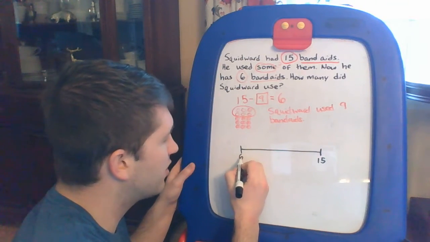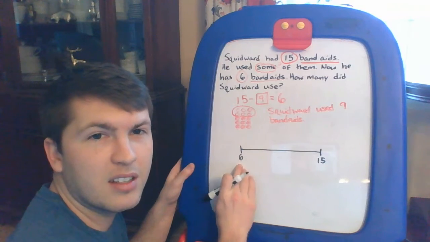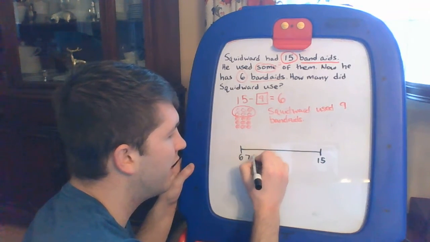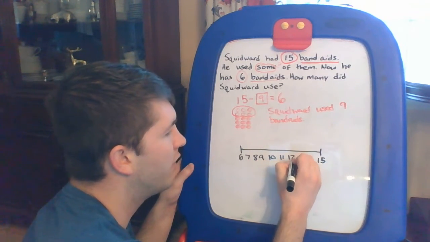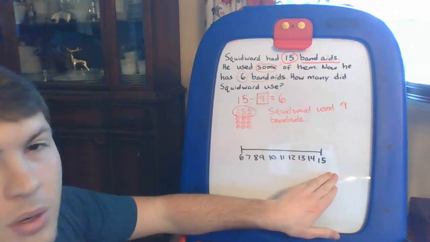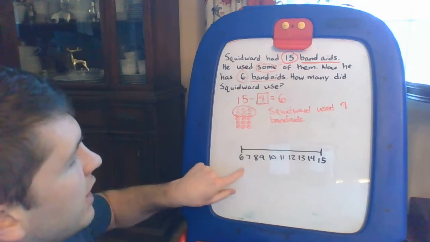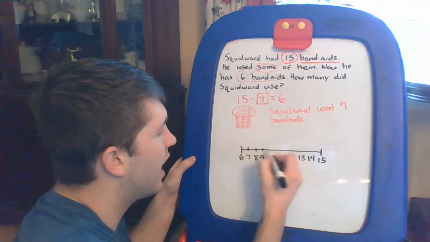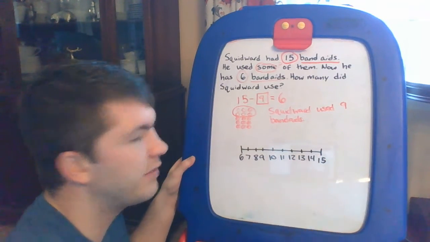So I'm going to start at the 6 and I'm going to work my way up and write the numbers, filling in from the number 6 all the way up to 15. So I have 6, 7, 8, 9, 10, 11, 12, 13, 14, 15. I have all my numbers here. Now remember, make your hash marks at each number. So we have one at 6, 7, 8, 9, 10, 11, 12, 13, 14, and 15.